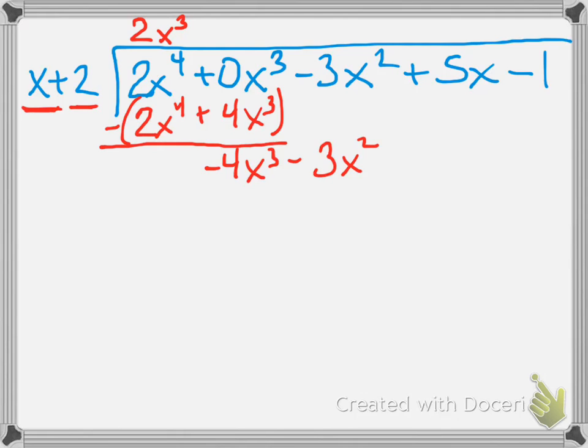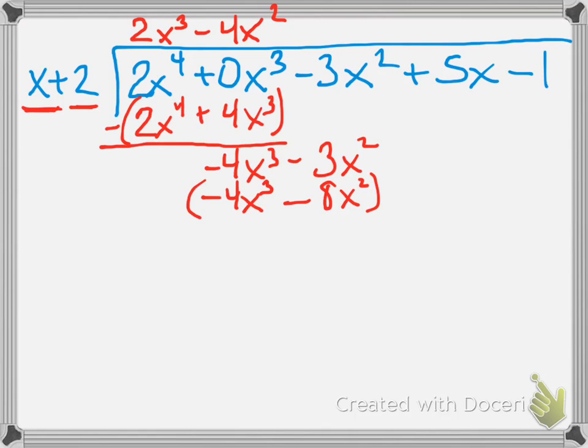I ask myself, how many times does x divide into negative 4x cubed, or what do I multiply x by to get negative 4x cubed? And that'll be a negative 4x squared. Sorry, I'm having a little technical difficulties here. Here we go. That'll be negative 4x squared. And so when I distribute the negative 4x squared times x, I get negative 4x cubed. And then negative 4x squared times positive 2 gives me a negative 8x squared.